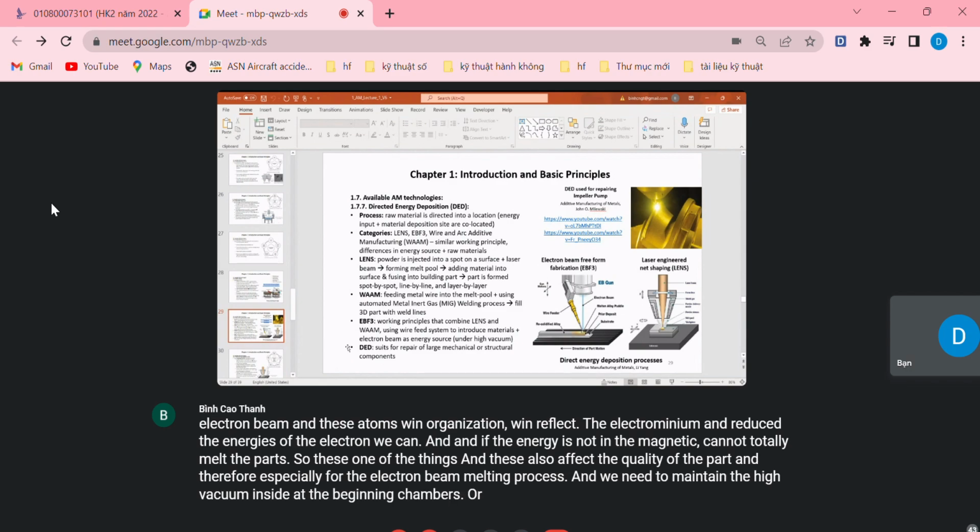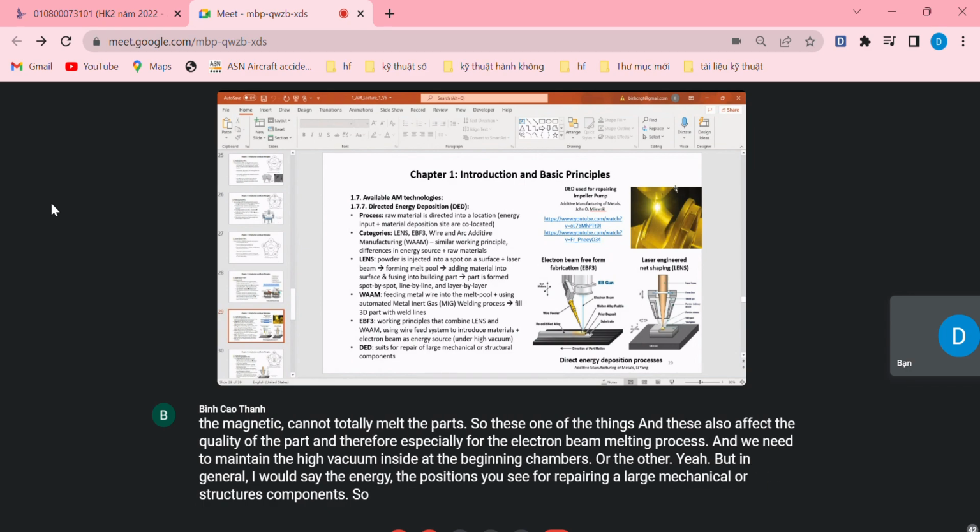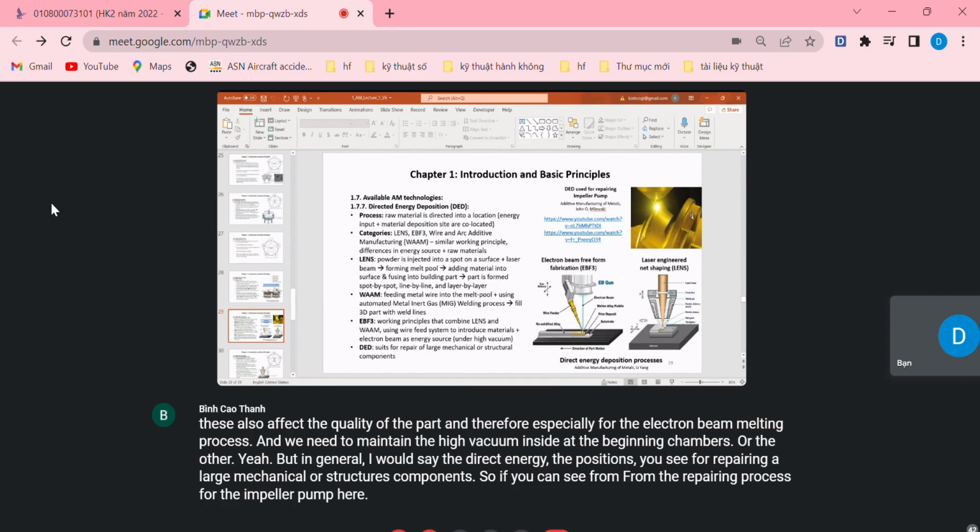But in general, I would say direct energy deposition is suited for repairing large mechanical structures and components. So if you look at the repairing process for the impeller pump here, this is the material being deposited onto the impeller and onto the blade.